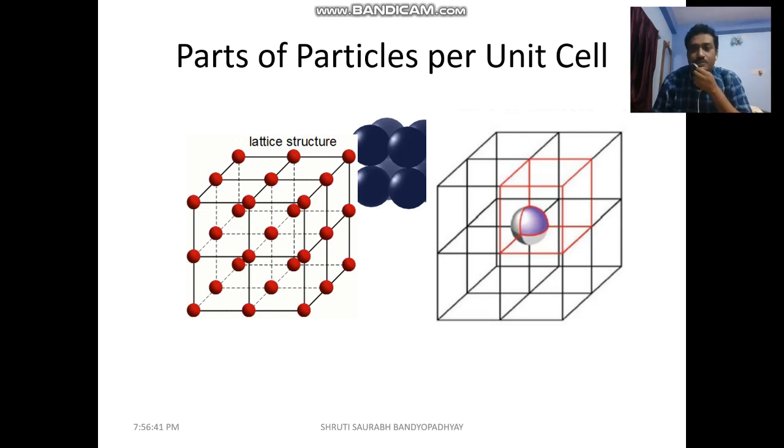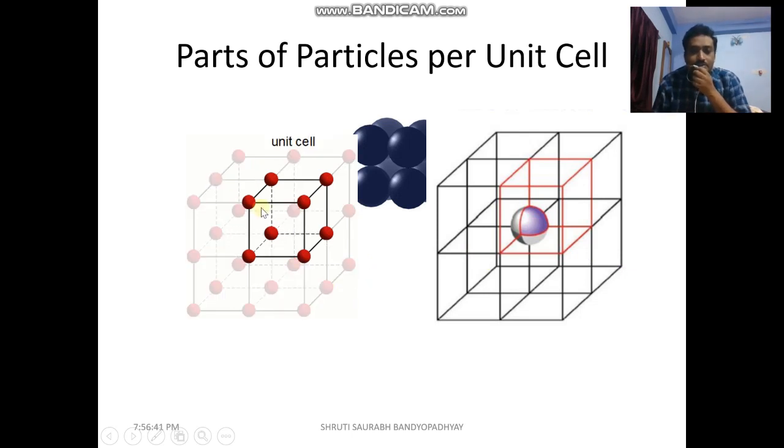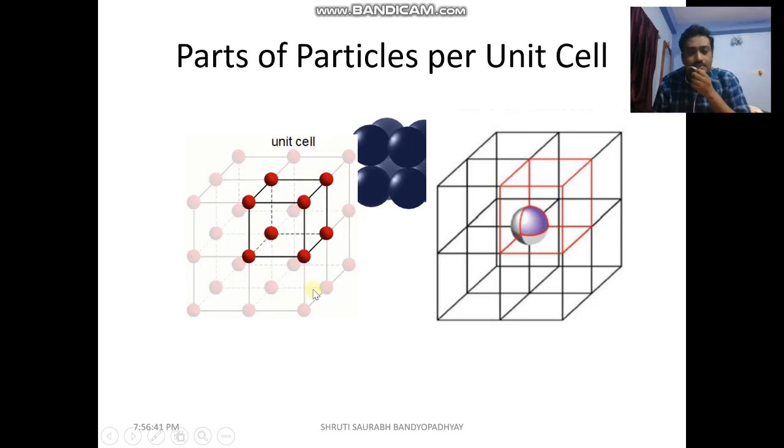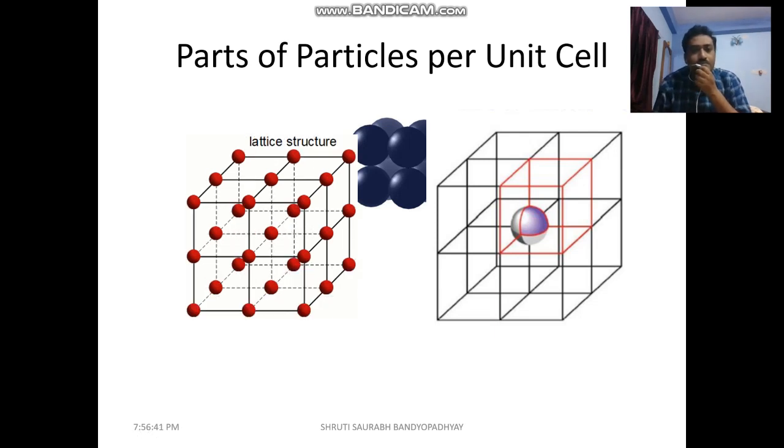In this video we shall learn about the contribution of particles to the unit cell. A simple cubic unit cell such as this, we know, is made by 8 particles at 8 corners or 8 vertices. Particles do not usually contribute their full volume to one unit cell.